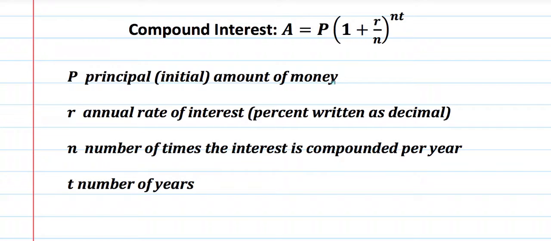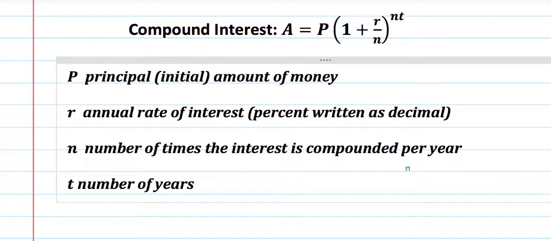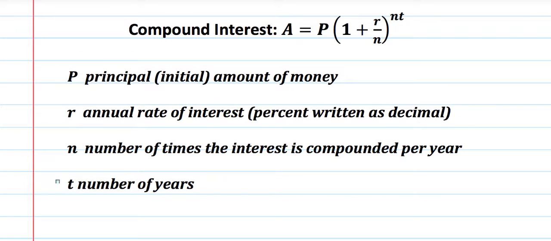P represents the principal or initial amount of money. The R represents the annual rate of interest, and this percent is written as a decimal in the formula. N represents the number of times that the interest is compounded per year. And that just means how many times the interest is paid out or calculated in 1 year. And then T just represents the total number of years that the money is left in the account.